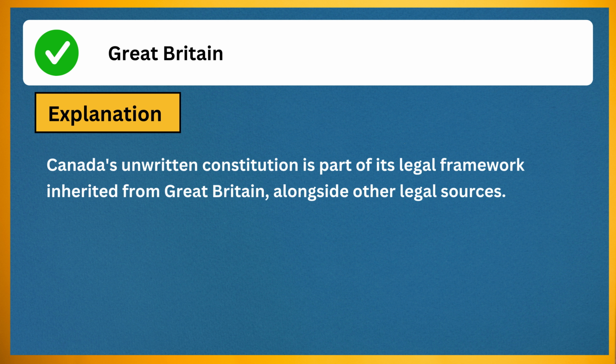The correct answer is Great Britain. Explanation: Canada's unwritten constitution is part of its legal framework inherited from Great Britain, alongside other legal sources.